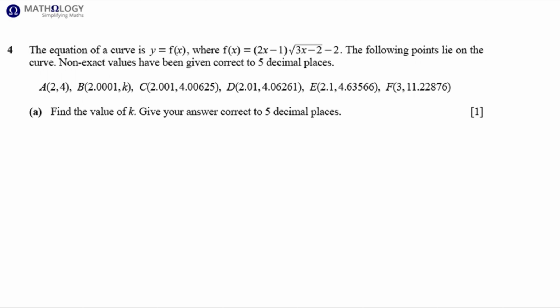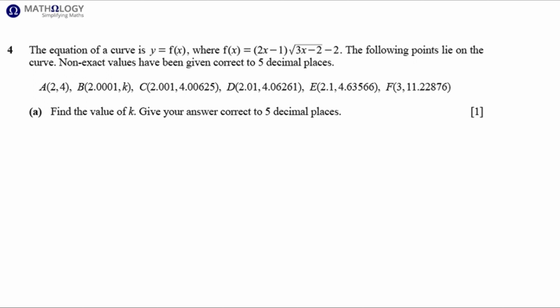Question 4. The equation of a curve is y equals f of x, so f of x equals 2x minus 1 times the square root of 3x minus 2 minus 2. The origin points lie on the curve. Non-exact values have been given correct to 5 decimal places. So we've got points A, B, C, D, E, and F. We're required to find the value of k correct to 5 decimal places.